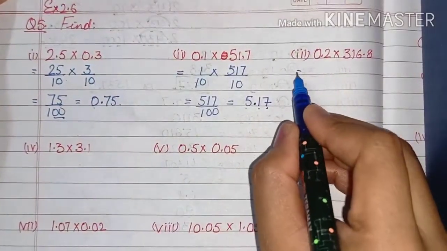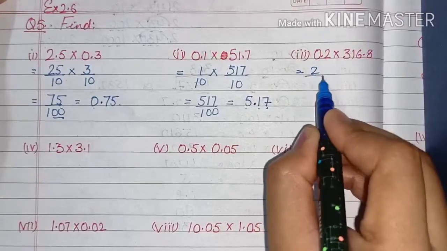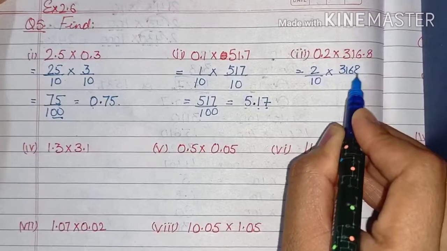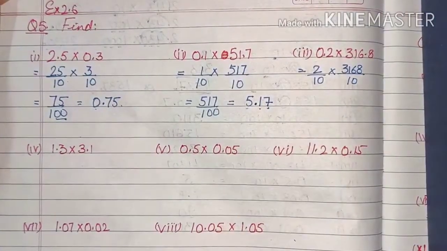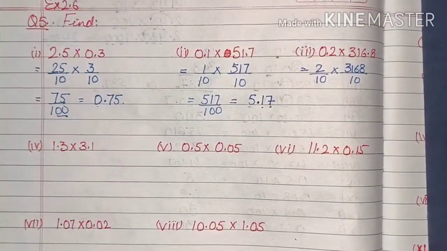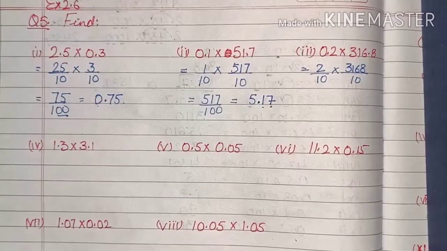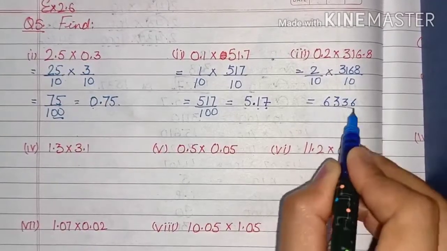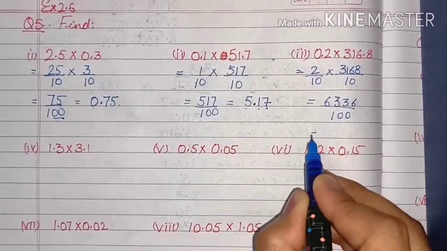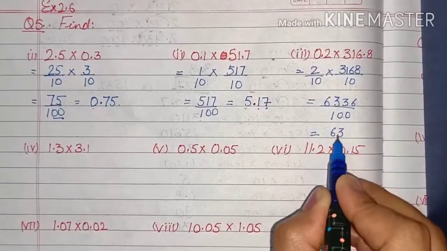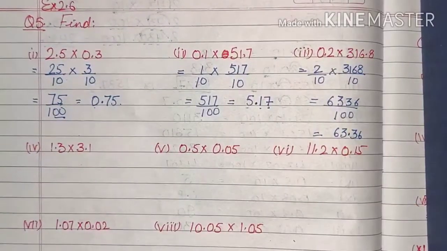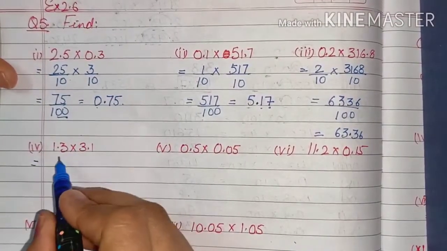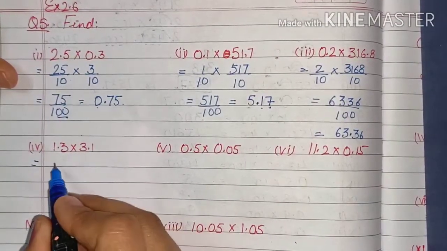Now in third part we have 0.2. It will be 2 upon 10, 316.8, so it will be 3168 upon 10, and it will be equal to 6336 over 100, and in decimal we will write it 63.36. Okay. Now fourth part, it is 1.3 multiply 3.1.